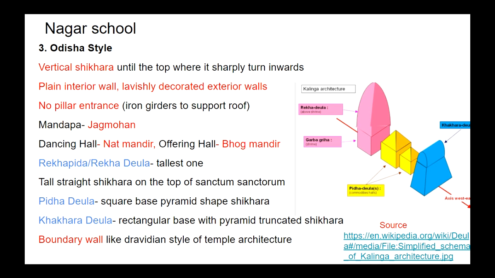Then in Odisha style temple architecture, we found boundary walls like Dravidian style temple architecture. So generally in Nagar style temple architecture, there was no boundary wall, but in Odisha style, there is boundary wall around the temple architecture.